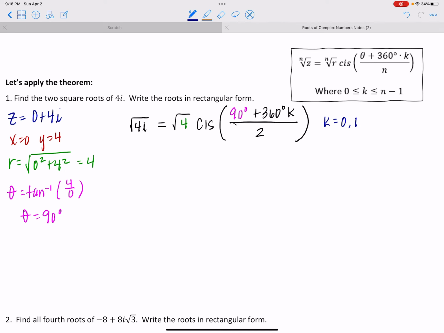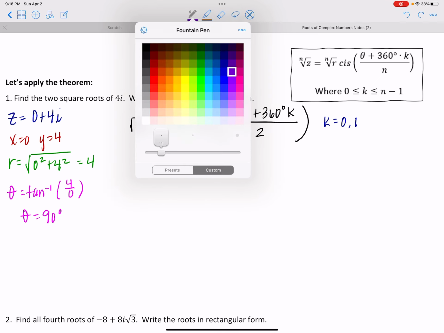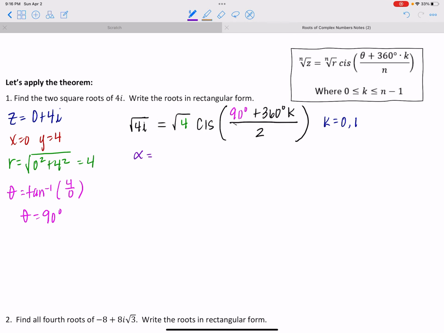So we'll start at 0, always start at 0 for k, and then because we need 2 square roots here, we only need to go to 1, so we need 2 different values of k. Alright, so hopefully that makes sense. So for alpha, I need another color here. How about purple? So for alpha, we're going to take our angle of 90. We're going to add 360 degrees 0 times and divide by 2.